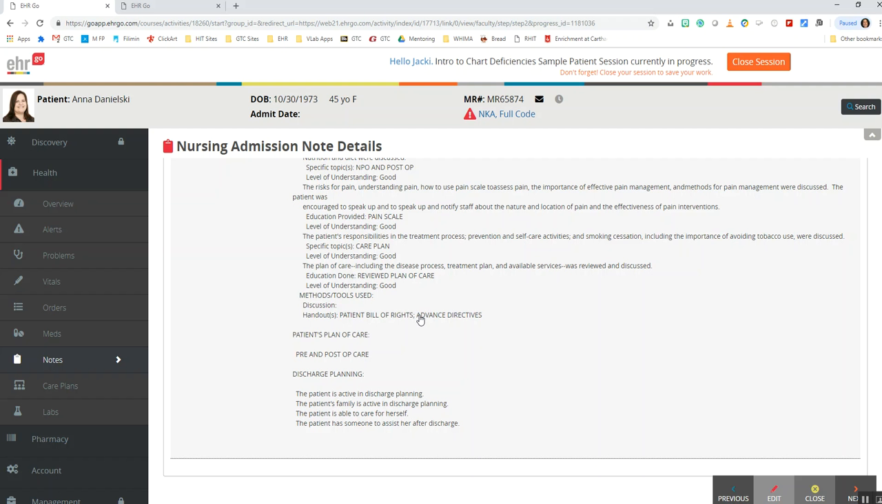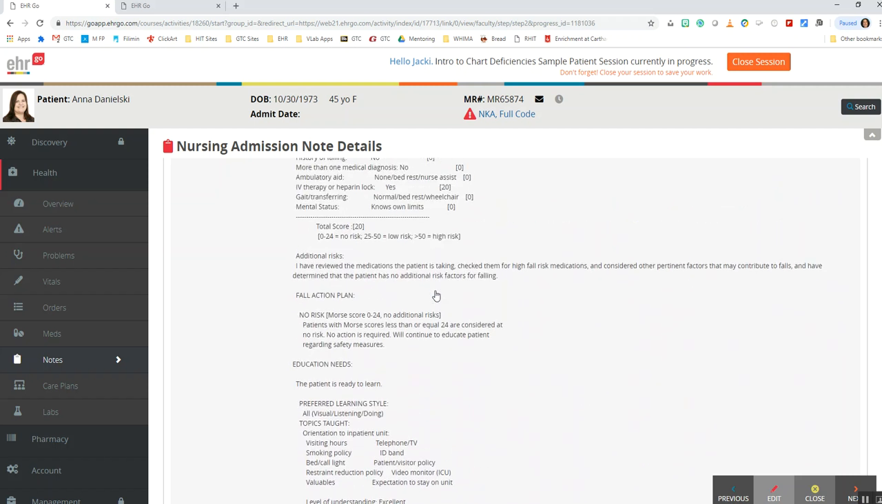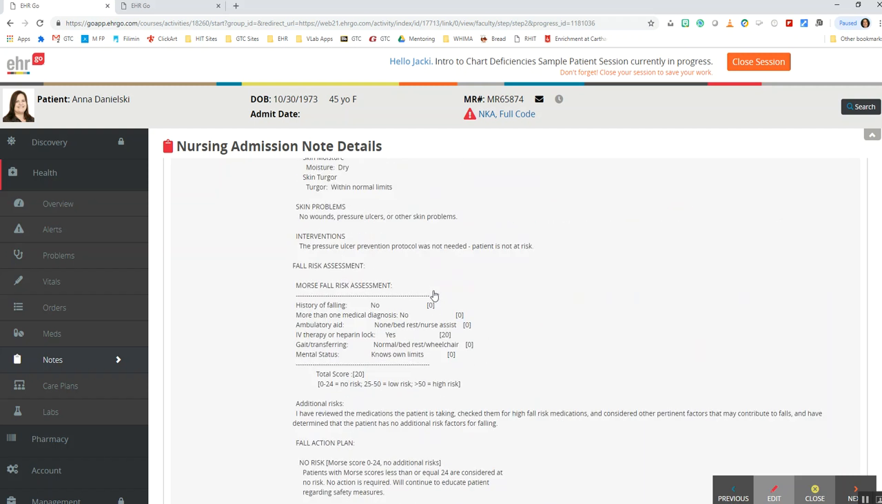So when it comes to other diagnoses, we don't find other diagnoses listed either, so that is marked deficient. The reason for admission is cholecystectomy, but we don't know why the patient is having that. So that is also deficient.